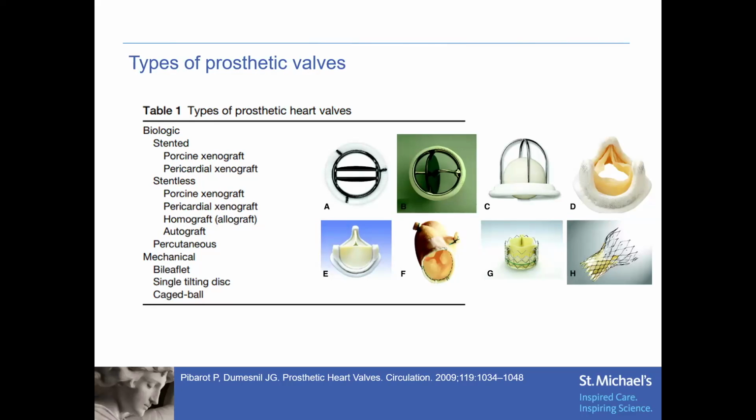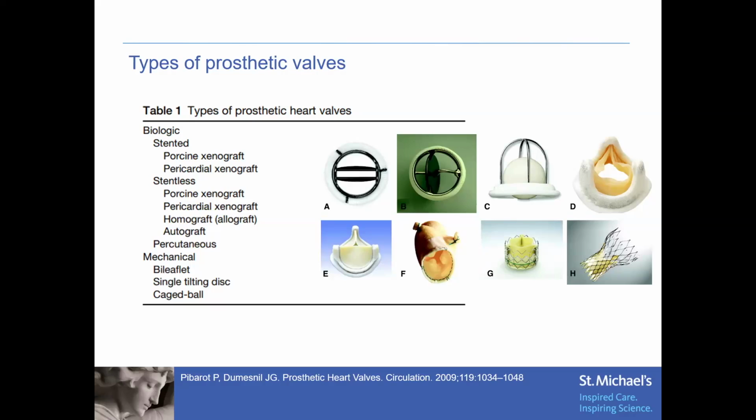B is the monoleaflet mechanical valve, like the Medtronic Hall. C is the old ball and cage type ones that we don't use anymore, the Starr-Edwards. D is the stented porcine valve, a bioprosthetic valve, an example would be like a Medtronic Mosaic type valve. The E is the stented pericardial tissue valve.